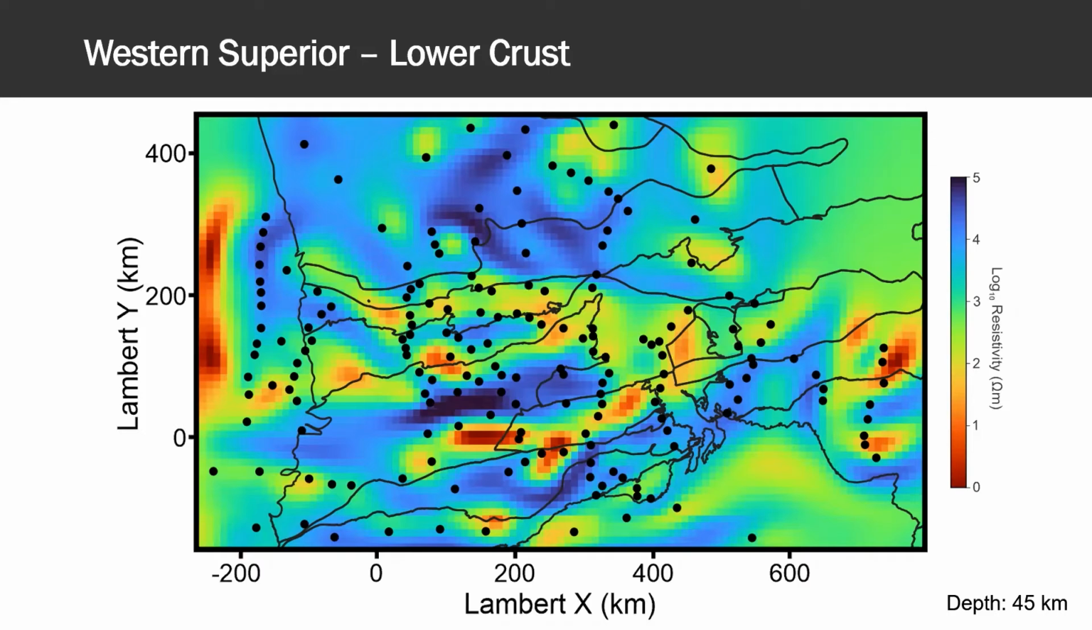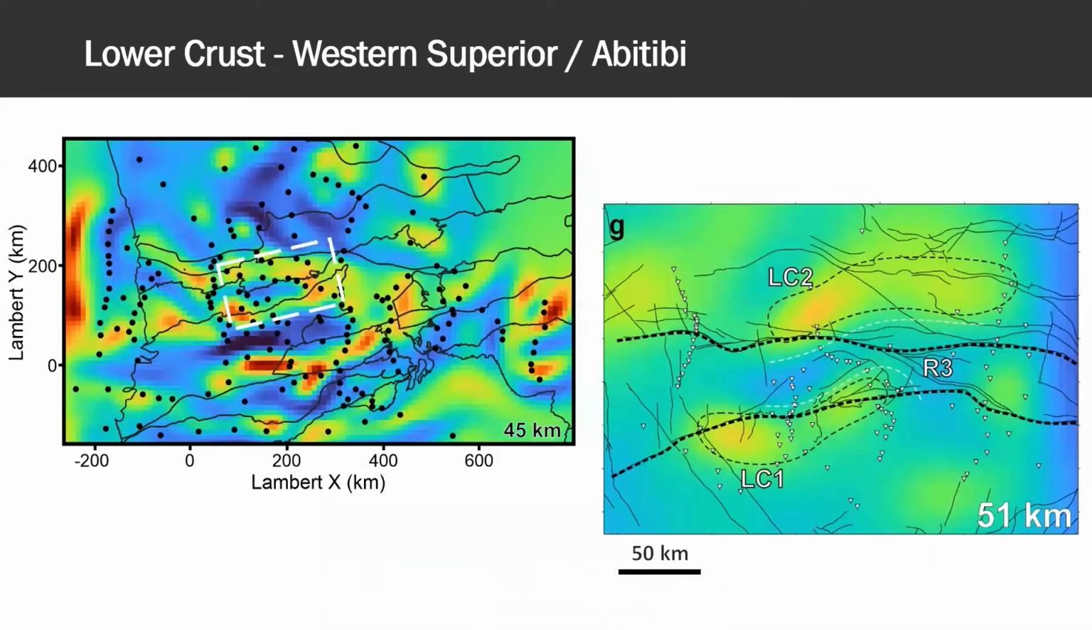Before I go any deeper into the mantle depths of this model, I'd like to take a quick stop to compare the crustal features that we talked about briefly with what we saw over in the Abitibi. On the left, again, we have that same slice at 45 kilometers from the Western Superior, and on the right, we have a slice at 51 kilometers depth from the model that we generated over in the Abitibi. These lower crustal depths are really the primary regions of overlap between the Western Superior and the Abitibi models.